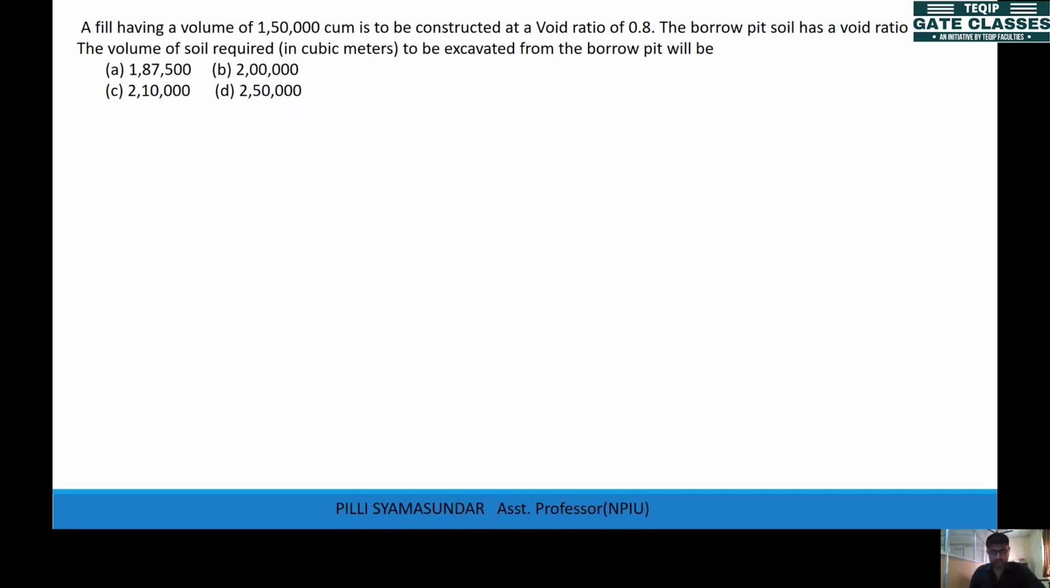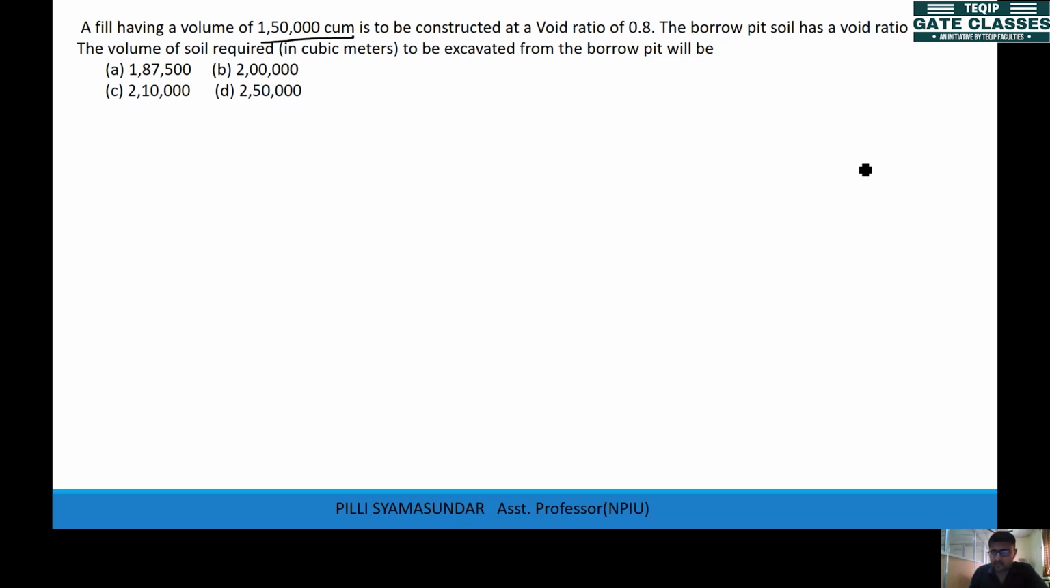Okay. So this is a question. So your fill volume has 1,50,000 cubic meter to be excavated at a void ratio of 0.8. The borrow pit soil has a void ratio of 1.4. A fill is to be constructed.